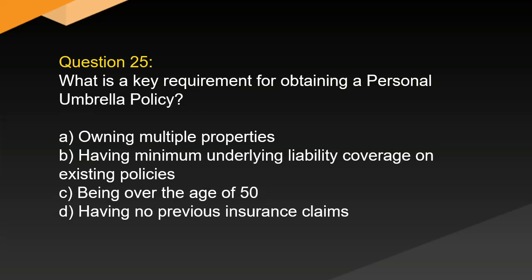Question 25. What is a key requirement for obtaining a personal umbrella policy? A. Owning multiple properties. B. Having minimum underlying liability coverage on existing policies. C. Being over the age of 50. D. Having no previous insurance claims.